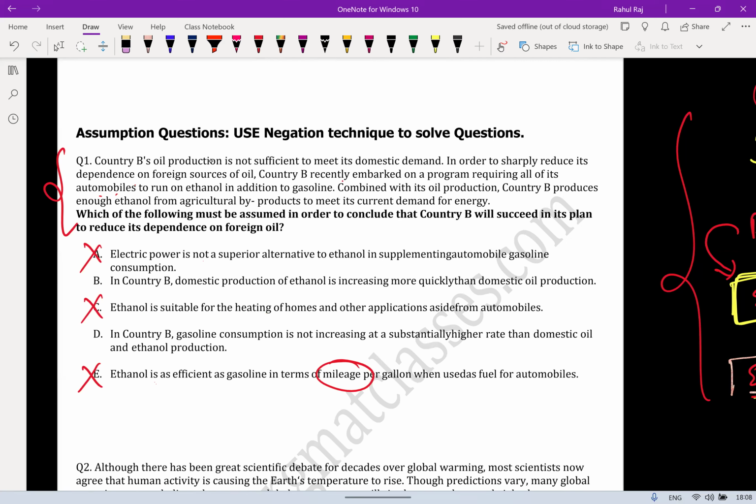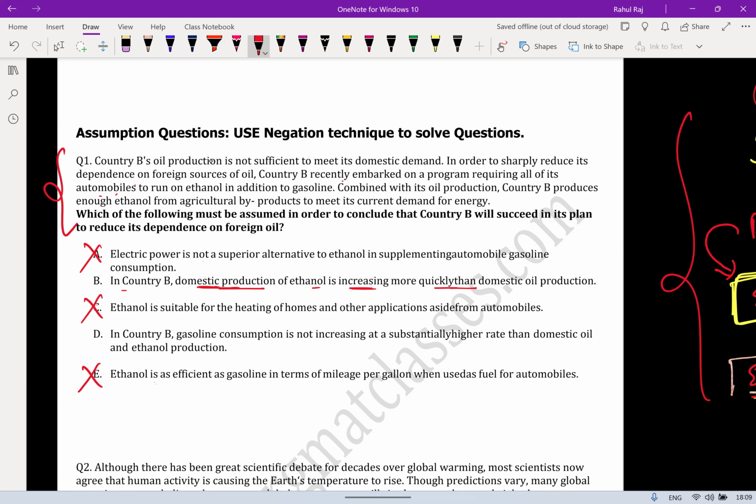Now let's come down to B and D. First, let's come down to B. B says: in country B, domestic production of ethanol is increasing more quickly than domestic oil production. How does that matter? Let's imagine there is nothing you can do in the answer choices, then follow the steps. Options A, C, and E we could eliminate without negating, because they are absolutely out of scope with respect to the information given in the argument. Now let me come down to B and D. B says: in country B, domestic production of ethanol is increasing more quickly than domestic oil production.